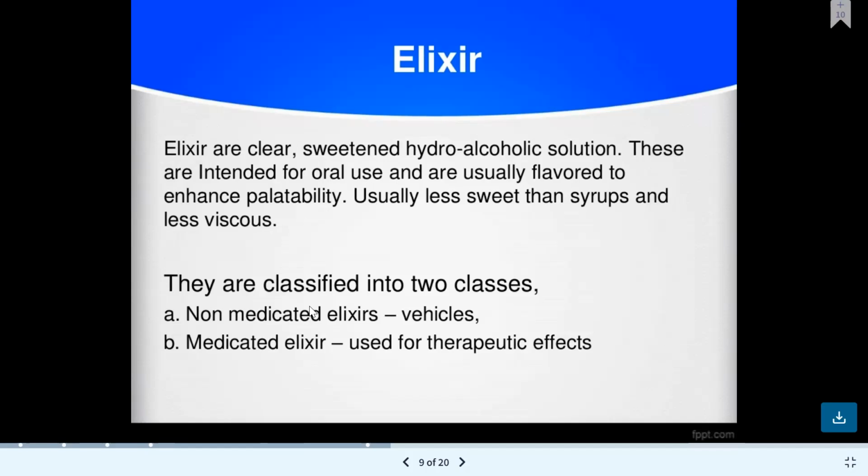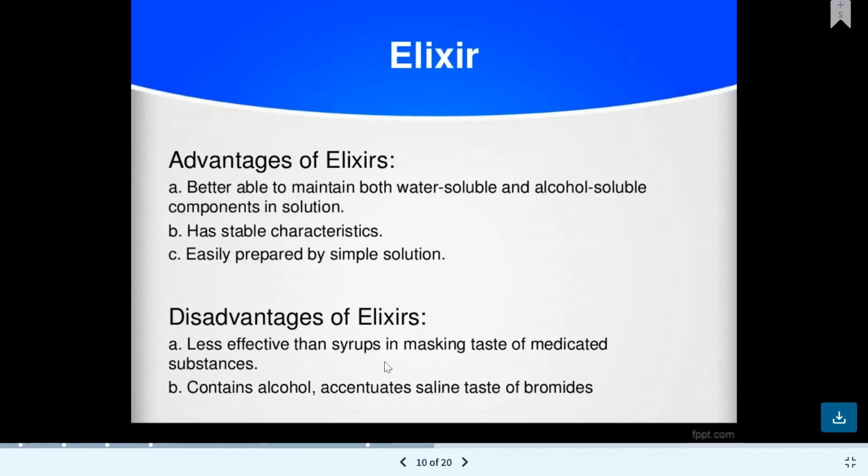They are classified into two classes: non-medicated elixir, which can be called a vehicle, and medicated elixir, which is used for therapeutic effect. Therapeutic means pharmacological effect. Advantages of elixir: it is better able to maintain both water soluble and alcohol soluble components in solution. It has stable characteristics, and is easily prepared by simple solution.